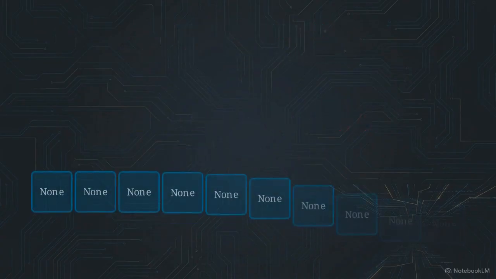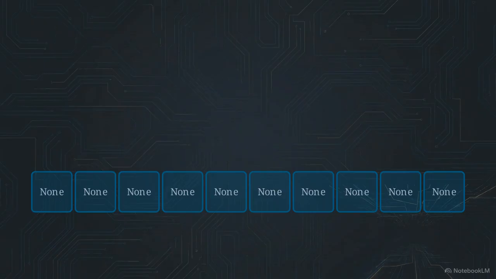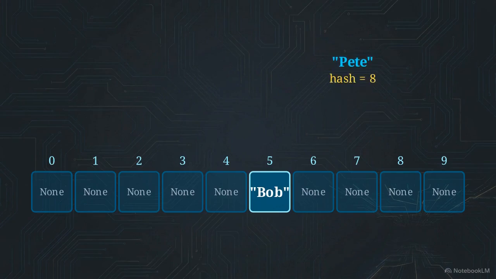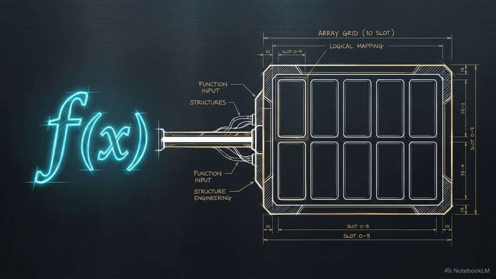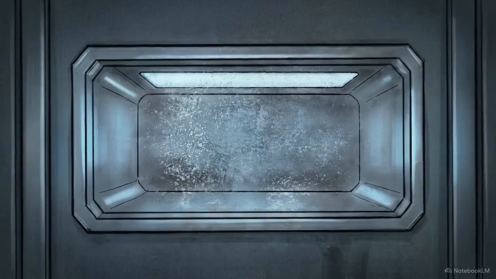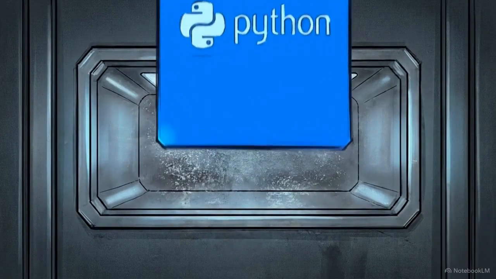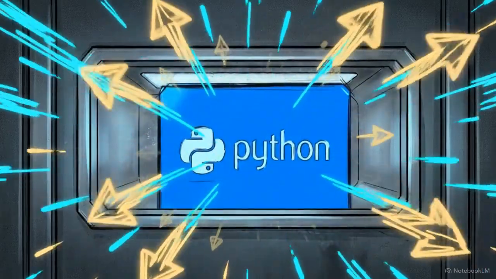On the storage side, we create a Python list with 10 empty elements. Each of these elements is a bucket, indexed from 0 to 9. The hash function assigns each name a destination. Bob goes to bucket 5, Pete calculates to 8, and Jones routes to 1. The code places these items directly into their calculated slots. By combining this mathematical conversion with a pre-allocated array, we create a system where the destination of the data is known before the storage process even begins.